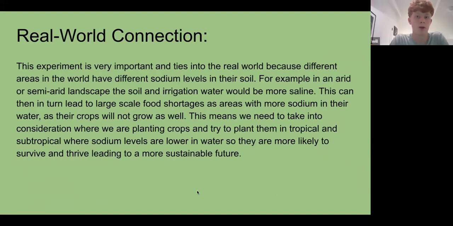A world connection would be that in arid or very hot areas, there would be more saline in the soil, which means there would be more salt. This can lead to large scale food shortages, as if we're not mindful of where we place our food, it can cause a major downfall in terms of agricultural growth. So this means we have to put them in tropical areas so they can survive and thrive.